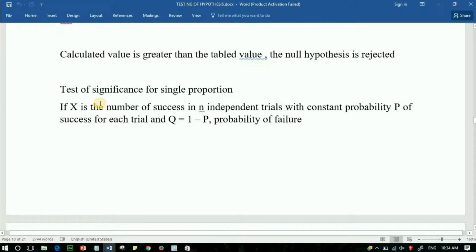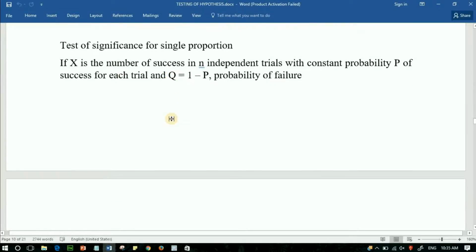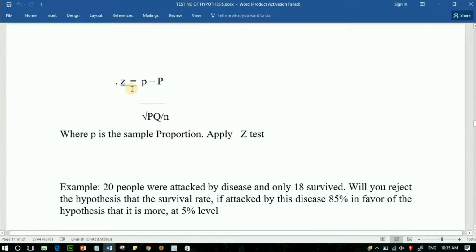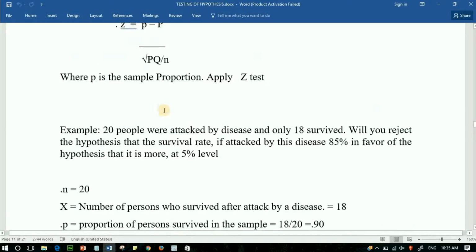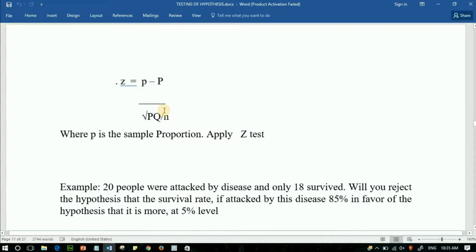Now another application of the Z test is the test of significance for a single proportion. If x is the number of successes in n independent trials with constant probability P of success for each trial, where P is the success and Q is the failure, Q is equal to 1 minus P. The statistic is Z equal to small p minus capital P, all divided by square root of capital P into capital Q divided by n, where p is the sample proportion. Applying the Z test, the statistic is Z equal to p minus P divided by square root of PQ by n.